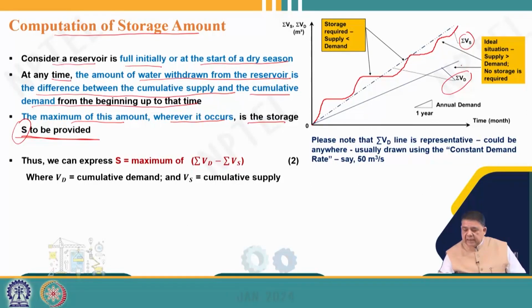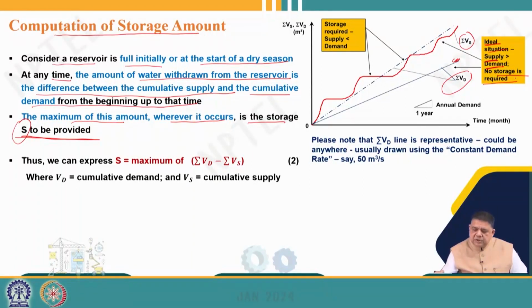Now, let us say hypothetically that this is one of the demand lines, the bottom one. Compared to this supply line, if you look at this demand line, it is an ideal situation, because supply is throughout greater than the demand. So, supply is throughout greater than demand, and that means we do not really require any storage. You don't have to build a reservoir basically, because you have supply greater than demand all the time.